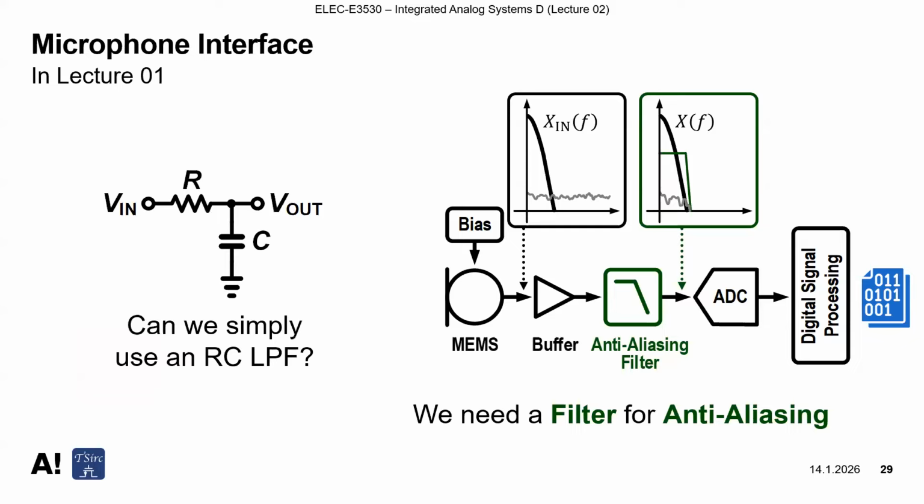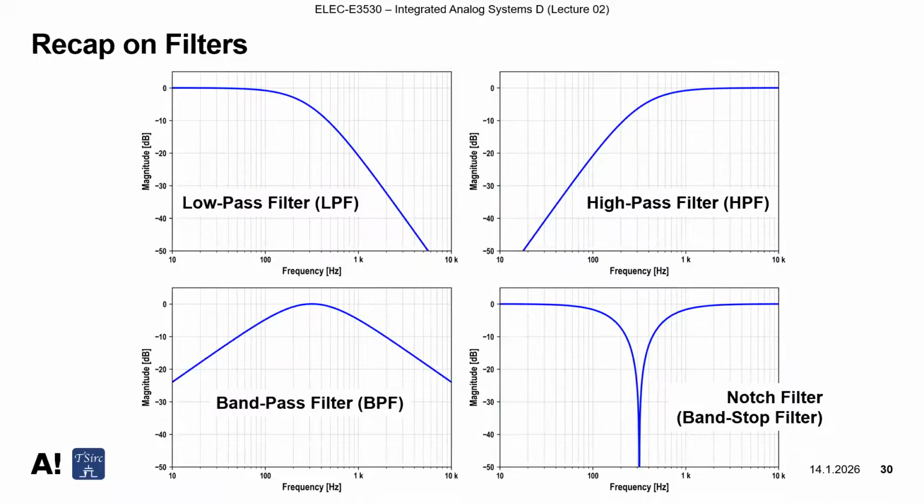But I might ask a simple question. Can we simply use an RC low-pass filter for this anti-aliasing filter? Maybe yes, or maybe no. Those are the main topics we will go through. Can we just simply use an RC low-pass filter without thinking too complicated things? So we will recap on filters.